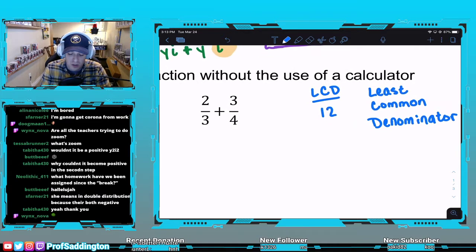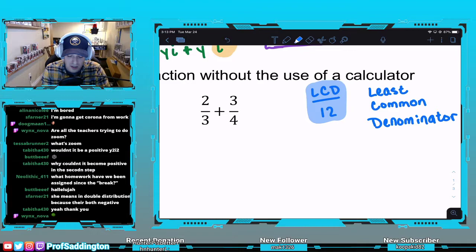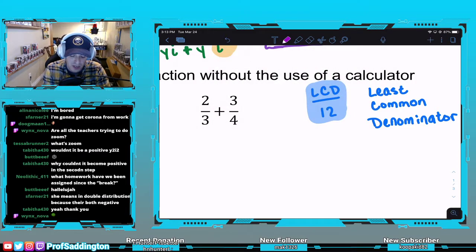So our goal is to make our denominators this 12. So I'm just going to come over to these fractions. I'll do the left one first. I have that 3. Well, we just said that we had to multiply that 3 by 4 in order to make it 12. When we're working with fractions, whatever we do to the bottom, we have to do to the top. So I'm going to do the same thing to the top.